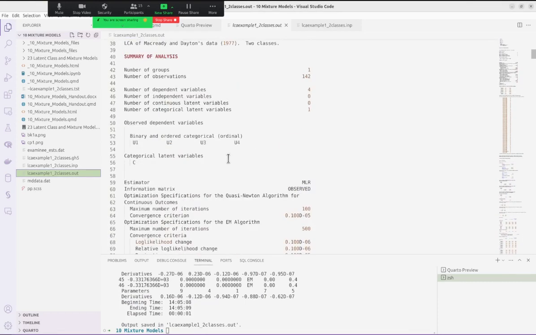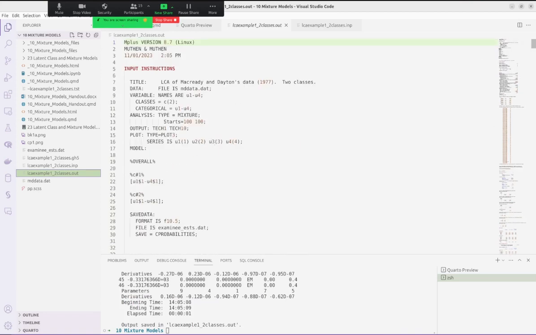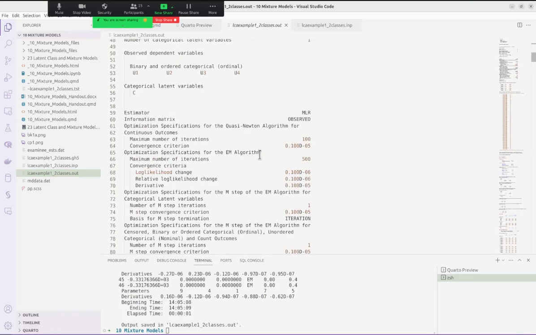So, let me get back to that. Let's just look at the M plus output first, okay? You can see in my Visual Studio window here, this output is voluminous, huge, lots of stuff here. Let me just show you what I have.